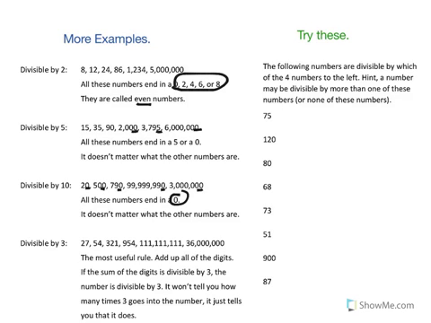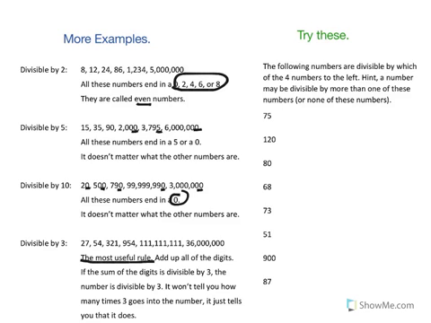And I put this one last because it really is the most useful. Add up all of the digits. 2 plus 7 is 9. 3 goes into 9. 5 plus 4 is 9. 3 plus 2 plus 1 is 6. 3 goes into 6. 3 goes into 321.